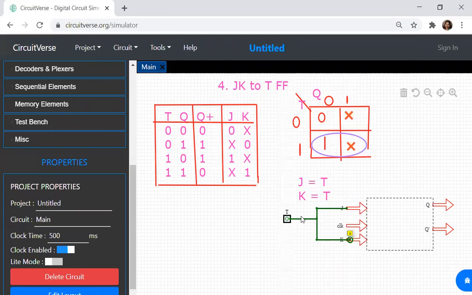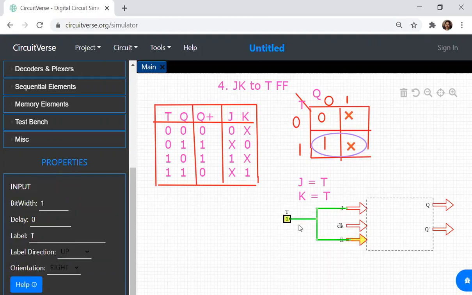Now you can see here, what does this mean? I have to convert JK to T. So I have a JK flip-flop over here. Inputs are J, K, clock. Outputs are Q and Q bar. Now if I convert it into T, T goes to J, T also goes to K. So whatever is in T goes to J, and whatever is in T goes to K. This represents the conversion from JK to T flip-flop. The next conversion I have is JK to D flip-flop.